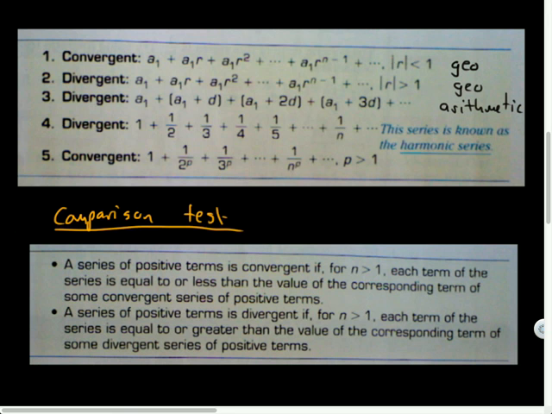Now technically, it could be inconclusive, because I didn't compare it to something that would have told me any valuable information. I could say my series is less than the series where each term is just infinity plus infinity plus infinity. That wouldn't tell me anything valuable about my series. So that's the idea behind the comparison test.